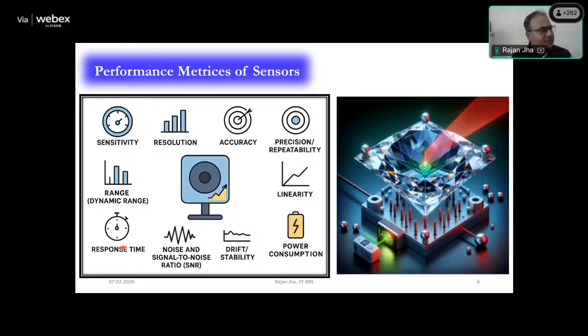Response time, as the name suggests, is how fast a sensor can detect. Please recall the example of a mercury thermometer: you put it in, and then some display comes after a beep, and it takes around a few seconds, maybe 30 seconds or 1 minute, maybe 60 seconds. On the other hand, if you take an infrared sensor, you just aim it at the face and it immediately gives you the temperature. So that's the response time.